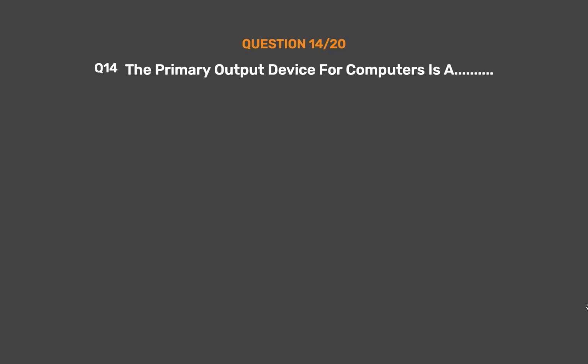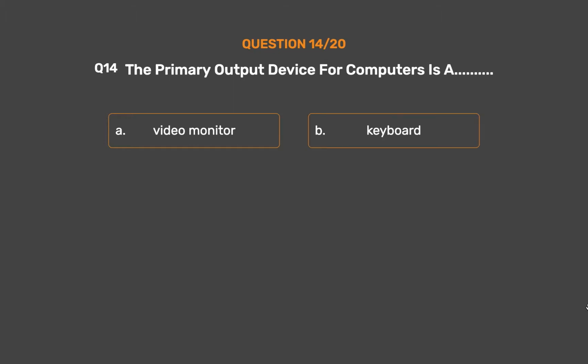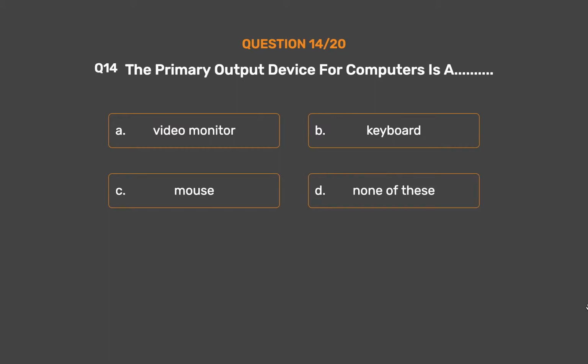Question number 14. The primary output device for computers is a option A. Video monitor. Option B. Keyboard. Option C. Mouse. Option D. None of these.